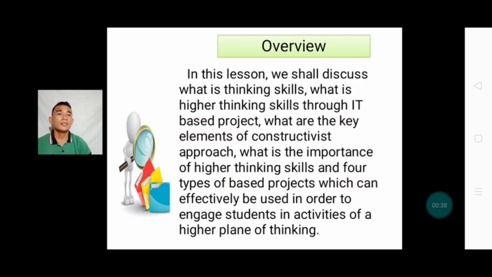Overview. In this lesson, we shall discuss what is thinking skills, what is higher thinking skills through IT-based projects, what are the key elements of constructivist approach, what is the importance of higher thinking skills, and four types of IT-based projects, which can effectively be used in order to engage students in activities of a higher plane of thinking.